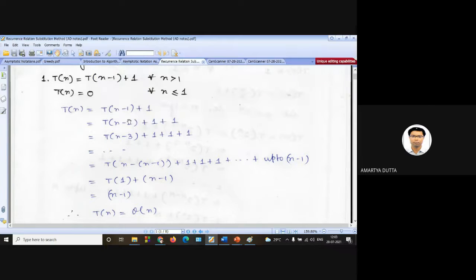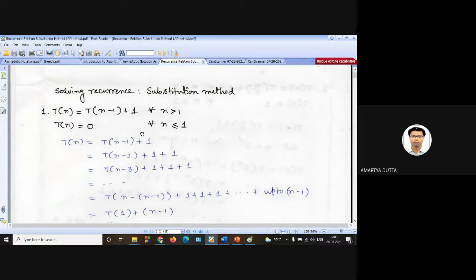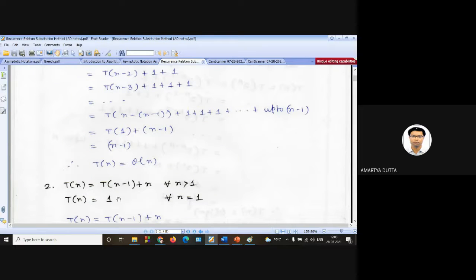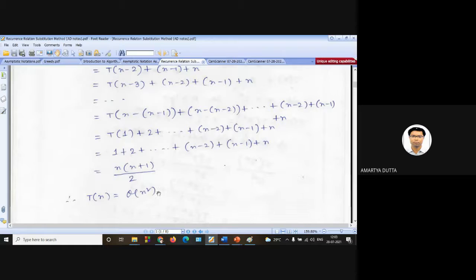So similarly, if we put n instead of 1, T(n) = T(n-1) + n, where n is greater than 1, and T(n) will be 0 for n less than or equal to 1, and in the next problem, T(n) = 1 for all n greater than 1. Now the complexity will become order of n square.